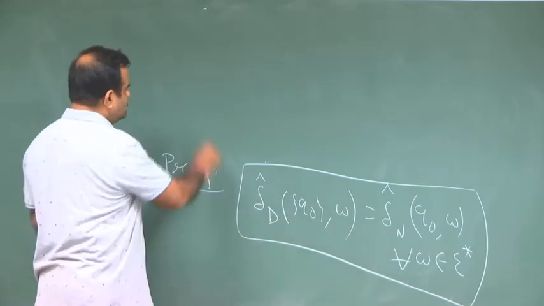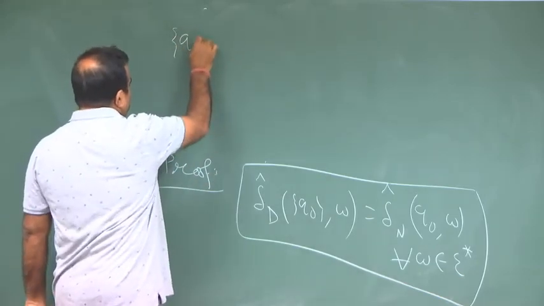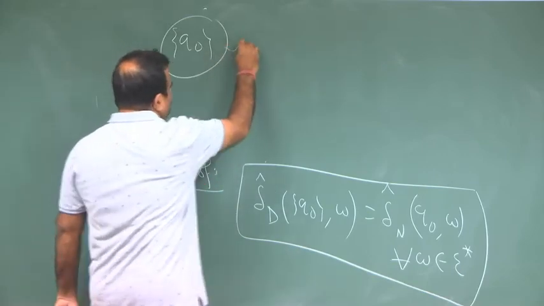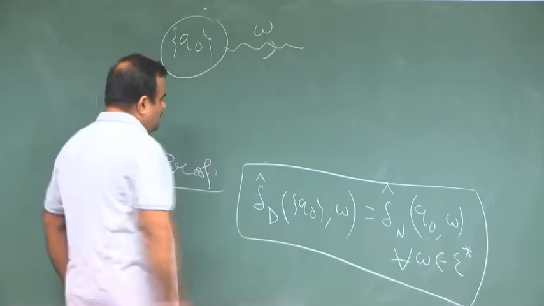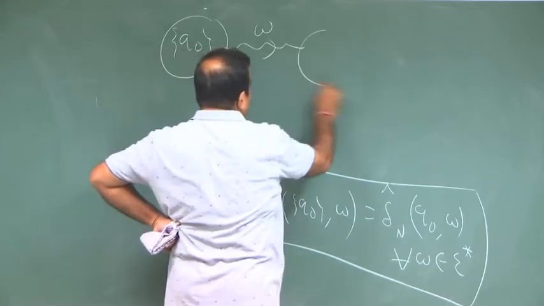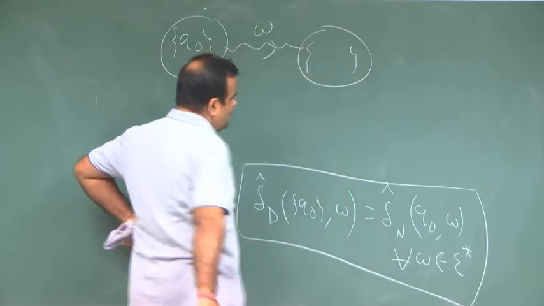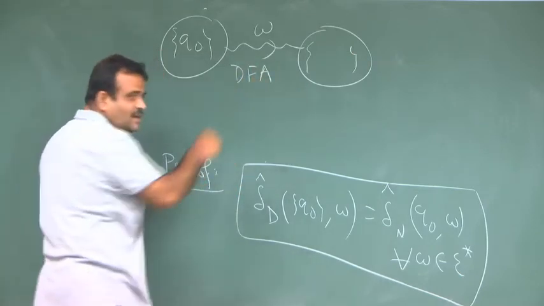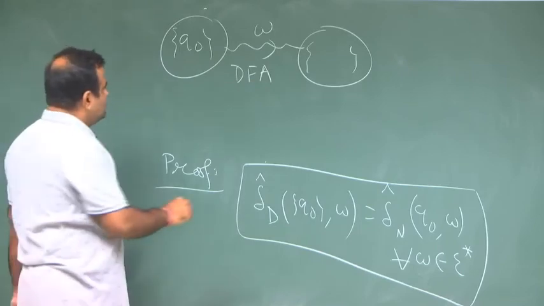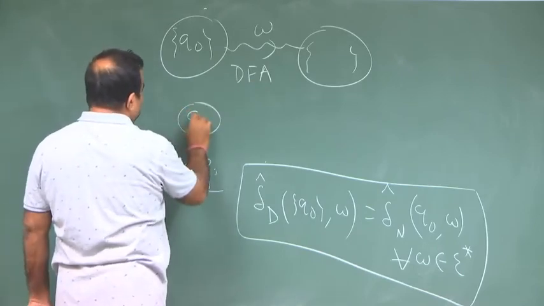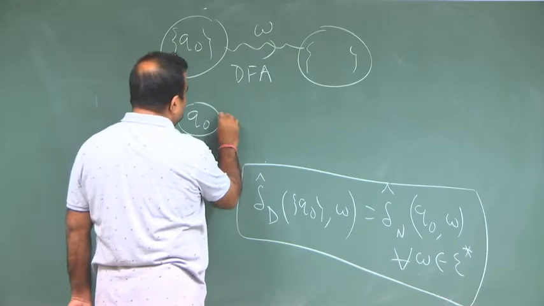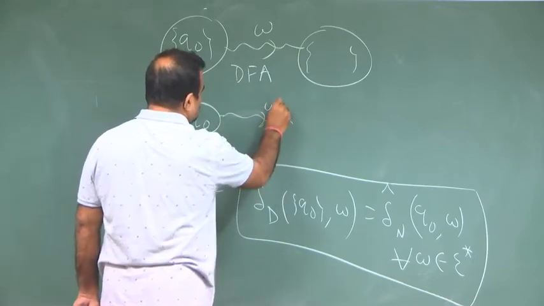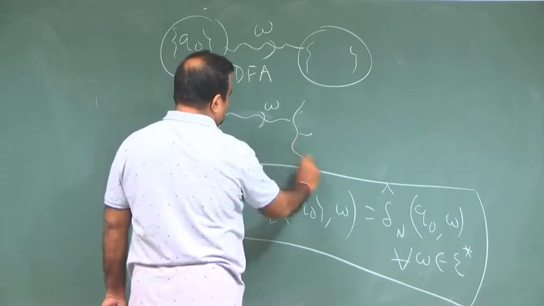So, we start with q0. Now, we have constructed the DFA. We start with q0, we read w, this is a string, and it will end up at a subset. This is the DFA move, and the way the DFA is constructed, this is the same as in the NFA. We start with q0, we will reach this. So, with this w, we will reach those sets. So, this is a subset also.